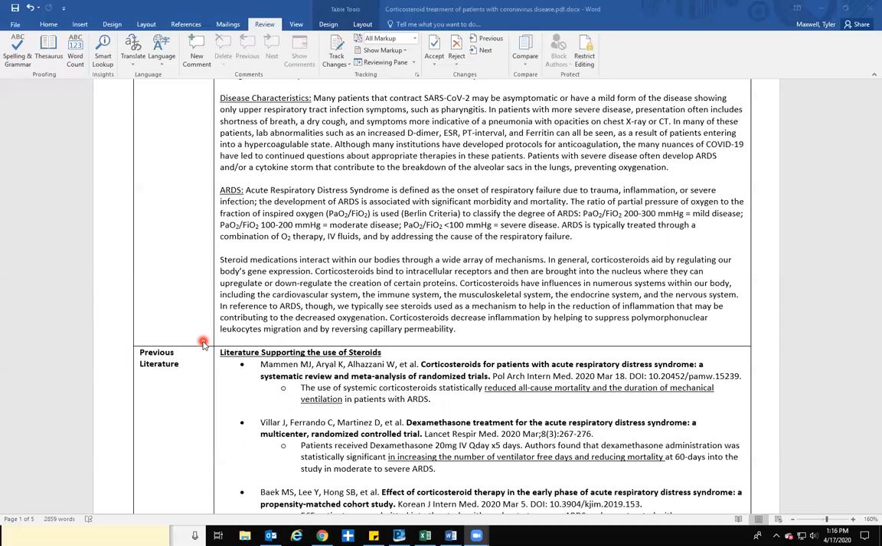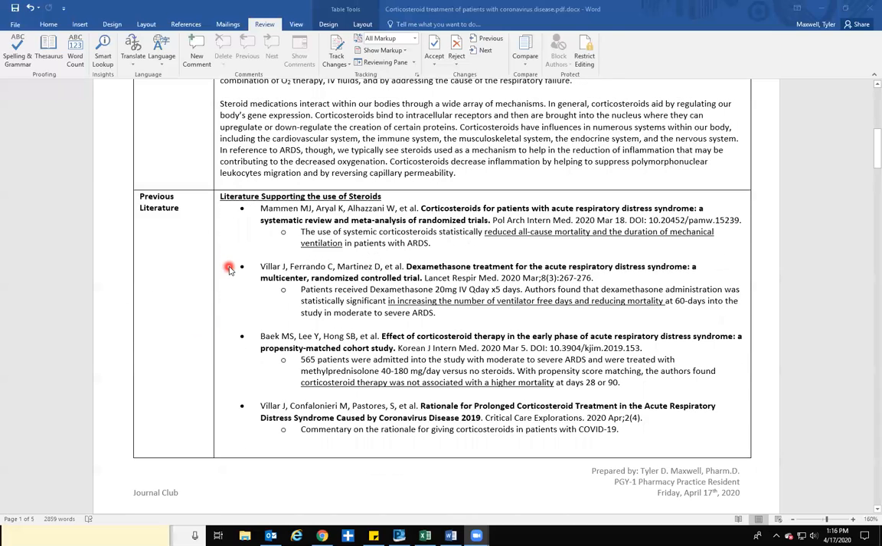In reference to ARDS, where we see corticosteroids wanting to be used in our patients with COVID-19, the mechanism is thought to be through a reduction in inflammation that can be contributing to a decrease in oxygenation. So corticosteroids are going to decrease inflammation, and this occurs through helping suppress leukocyte migration and reversing capillary permeability.